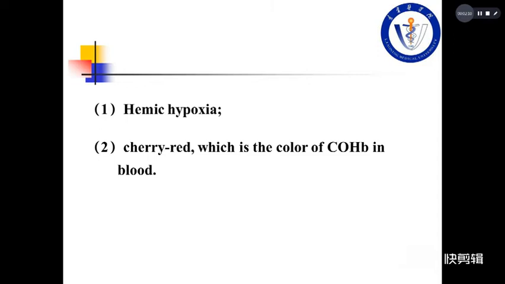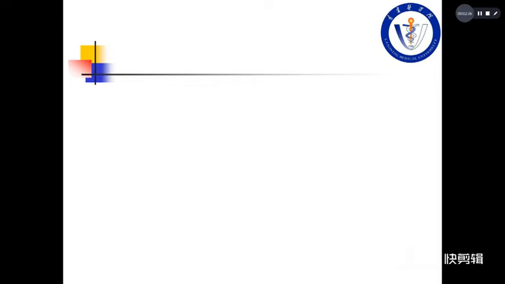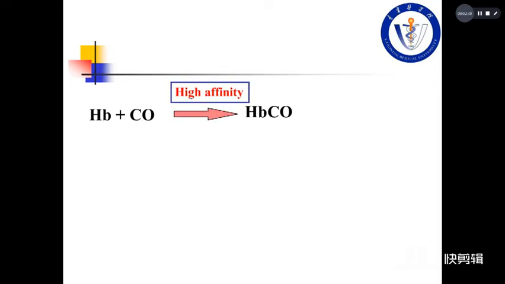Now, carbon monoxide poisoning, the hypoxia belongs to chemic hypoxia. Now, the color of skin and lip is cherry red. Why is the color cherry red? Because the blood has a lot of carboxyhemoglobin. Why is there carboxyhemoglobin? Now it is the pathogenesis of carbon monoxide poisoning.